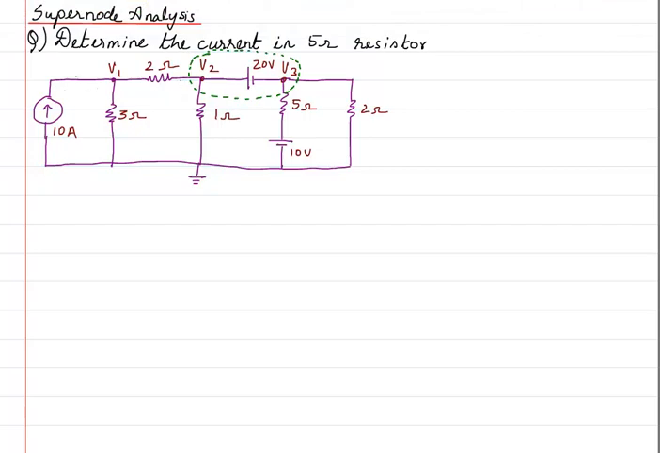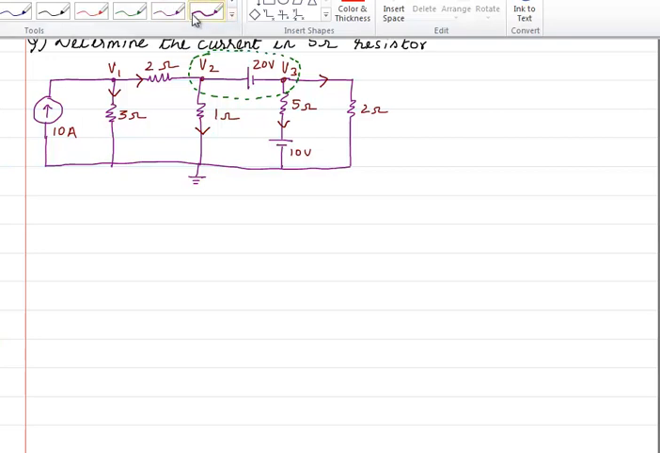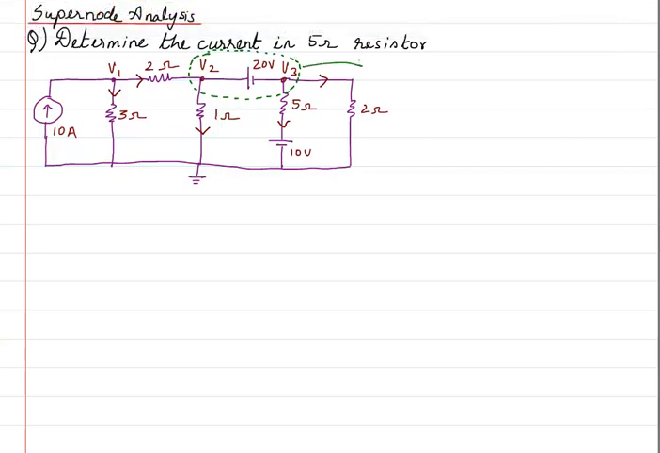For example, here a 10 ampere current is going inside node 1. Here let me draw the current like this. Here in this branch let me draw it like this. Here I will draw it down, here also down, and here I will draw it in this direction. So now this is going to be our supernode, and we will write the KCL equation for this supernode separately.